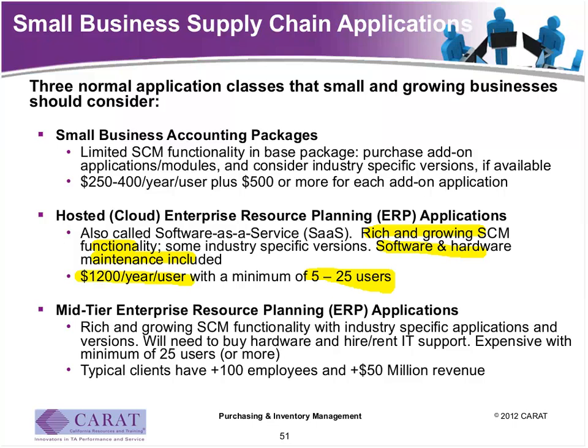The next alternative, and again, this is for a slightly larger company. They're probably going to want anywhere from around 100 employees to 50 million in revenue. And these are called mid-tier ERP applications. And then again, they've got fairly rich and growing SCM functionality, again, some industry-specific versions. The issue with them, as opposed to the software as a service, is you're going to need to buy the hardware and also hire somebody to do the IT support. And they're fairly expensive, and they're probably going to want a minimum of 25 users or more.